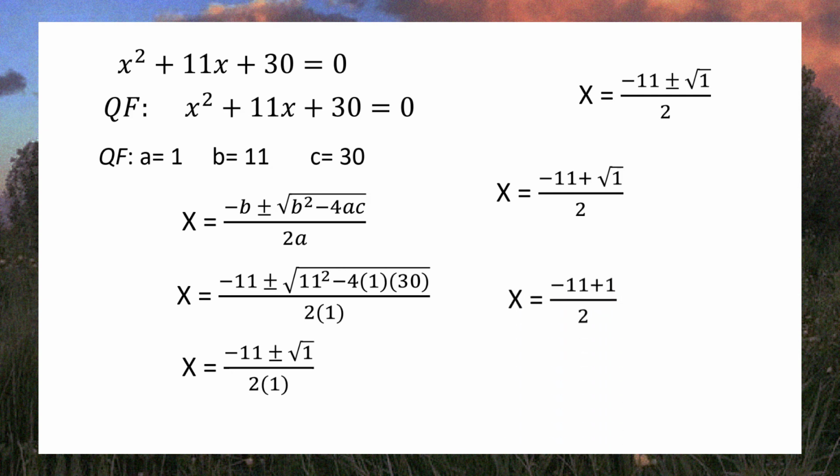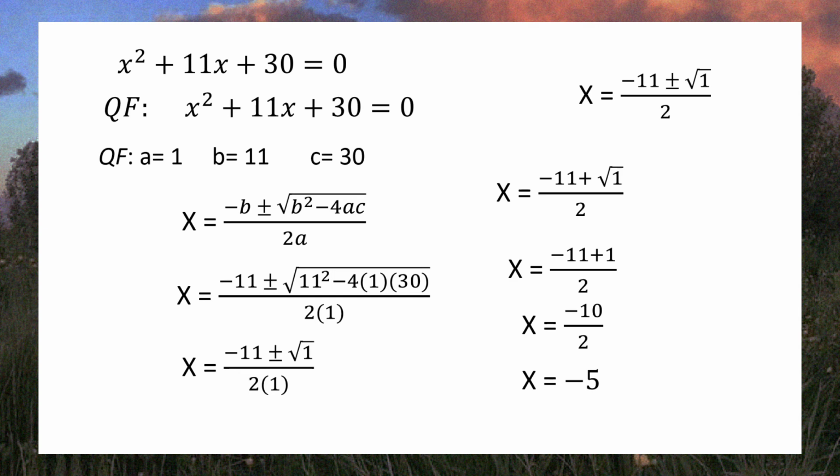So, now, pwede na natin masimplify yan as x equals negative 11 plus or minus square root of 1 all over 2. So, pwede na natin hanapin yung dalawang value ng x. So, dun sa kaliwa, we have negative 11 plus square root of 1 over 2. Pag sinimplify natin siya, ang square root ng 1 is 1. So, ngayon, negative 11 plus 1 equals negative 10 divided by 2 equals negative 5.